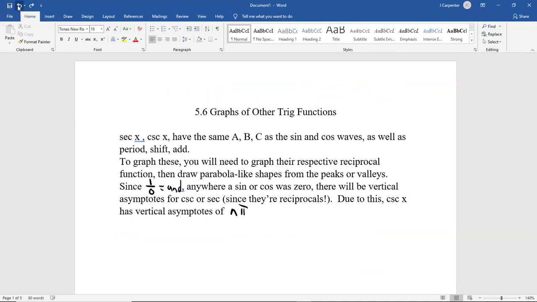So a cosecant graph, just a standard cosecant graph without any A's, B's, and C's muddying it up, would have asymptotes at 0 pi, 1 pi, 2 pi, 3 pi, negative 2 pi, negative 3 pi, anything like that.